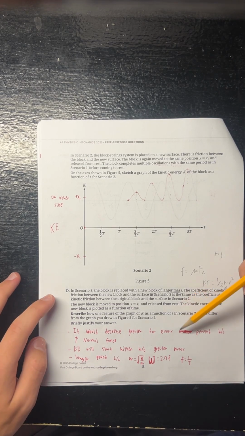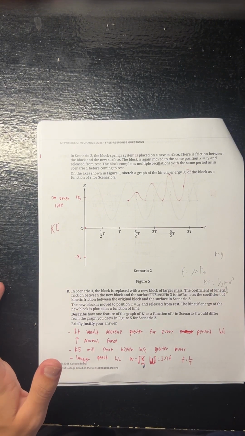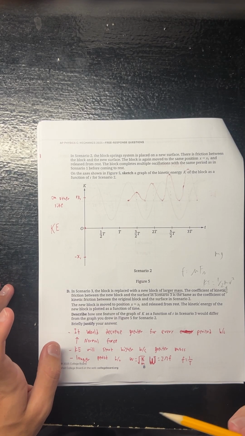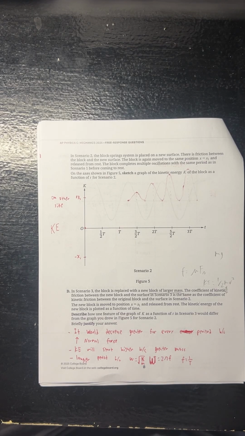But I recommend you do the first one because it's the easiest one to do, I think. Think about it: if there's greater friction, then its decrease in kinetic energy is more drastic than if there were less friction, because of the normal force. So that is how to do D.